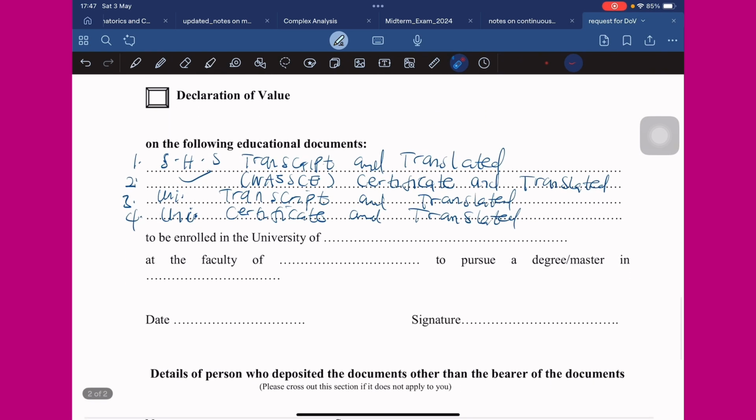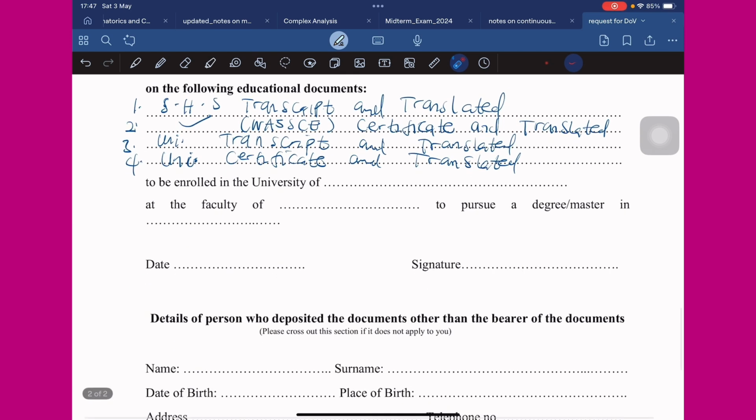Then the next thing is to be enrolled in the university. The name of the university you are going to, you write here, at the faculty you are going to study in the university you are going. Which faculty are you going to study? Write it down here. To pursue a degree or master in, you write the program you are going to do. If it is mathematics, you write here mathematics. If it is data science, you write here data science. And then the next thing is your date. So here, the date you are submitting these documents, the request form, you write it here, and here is your signature.